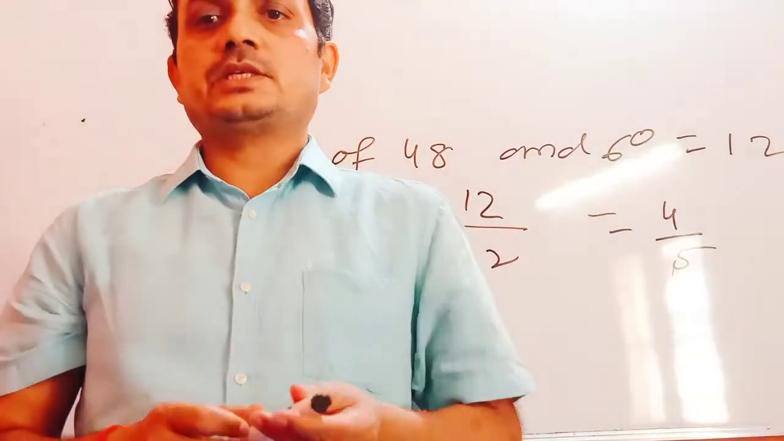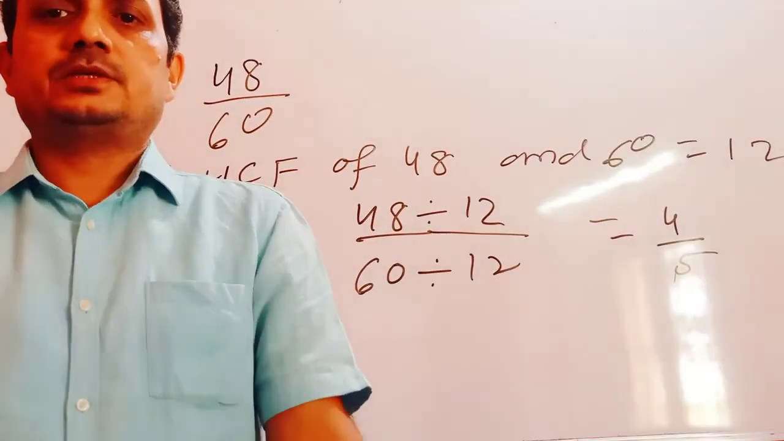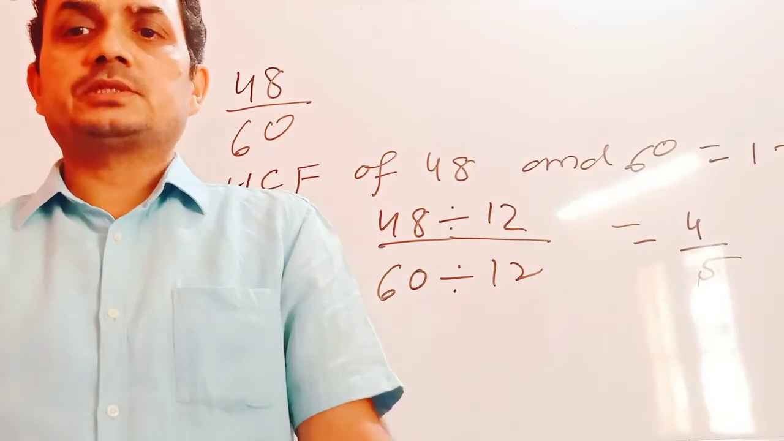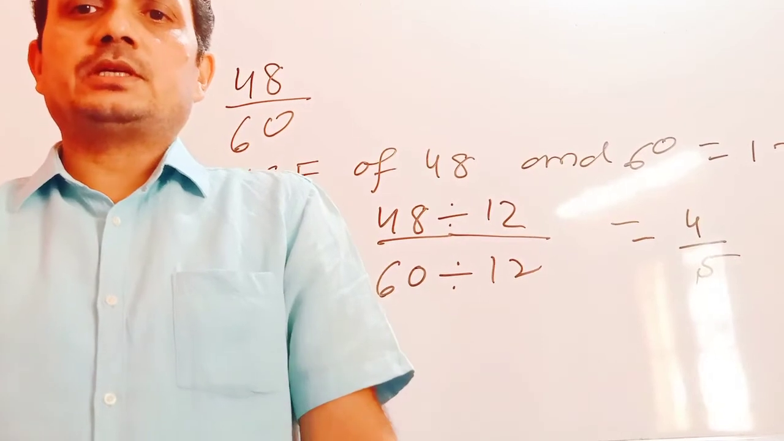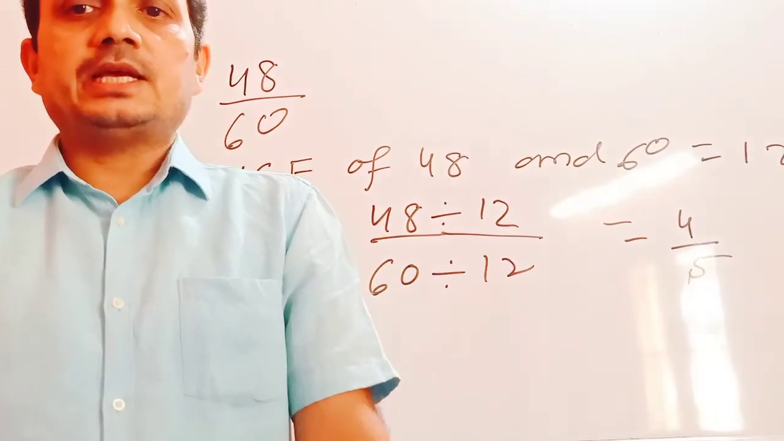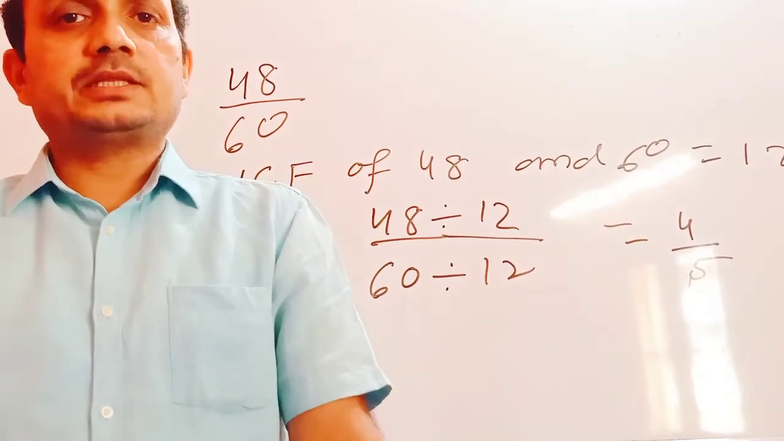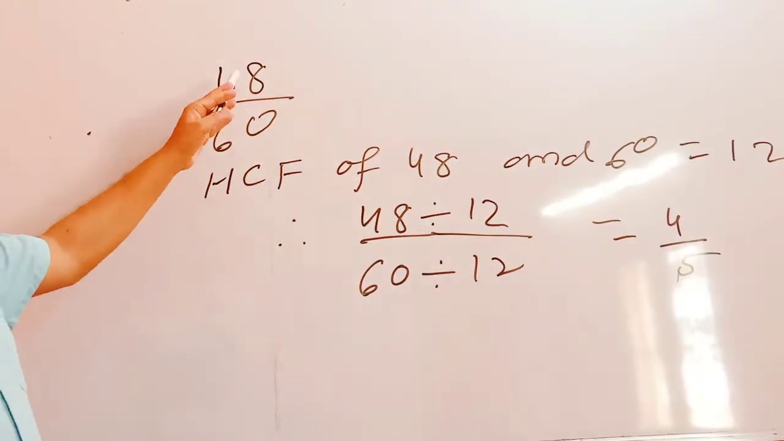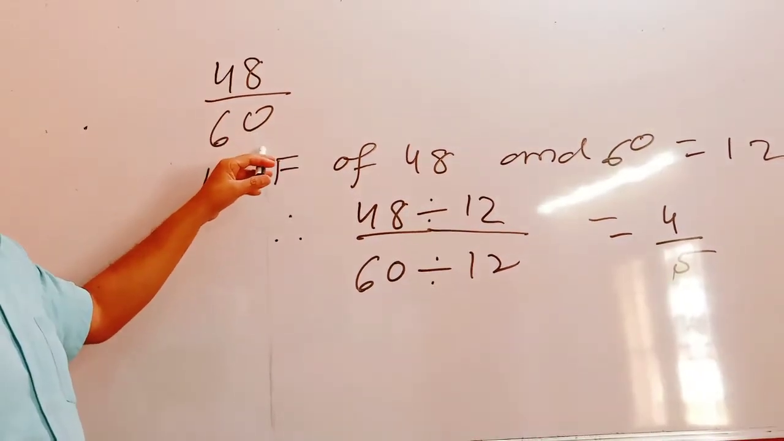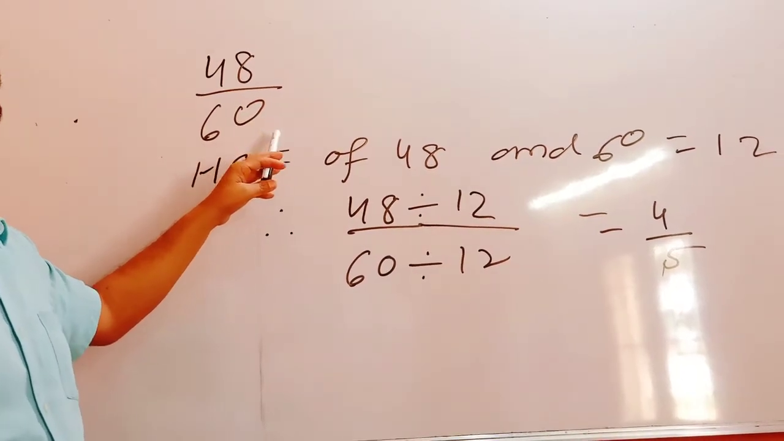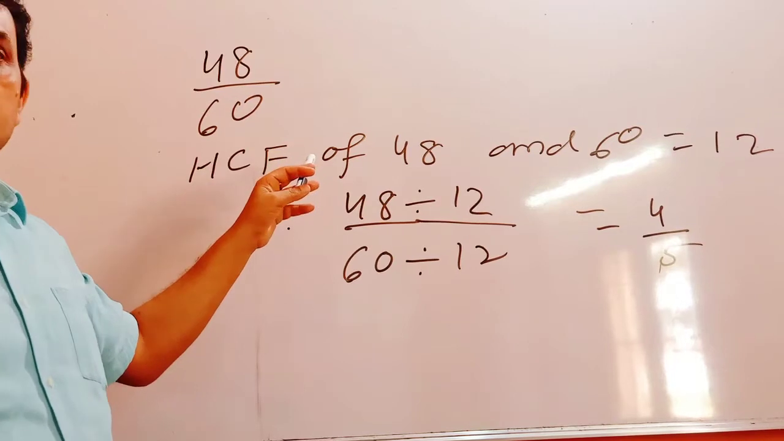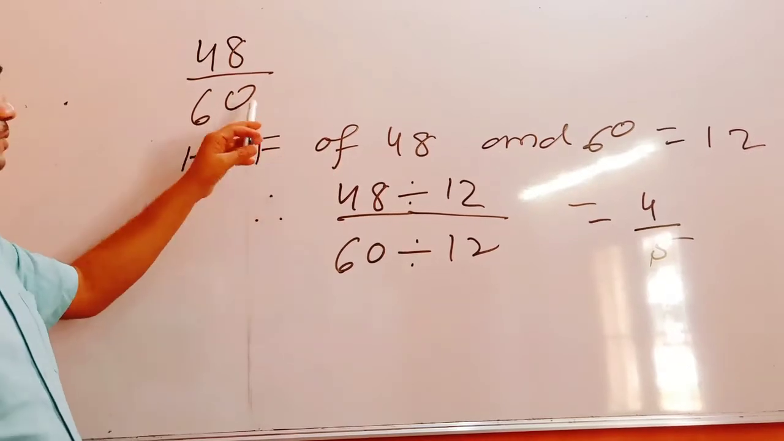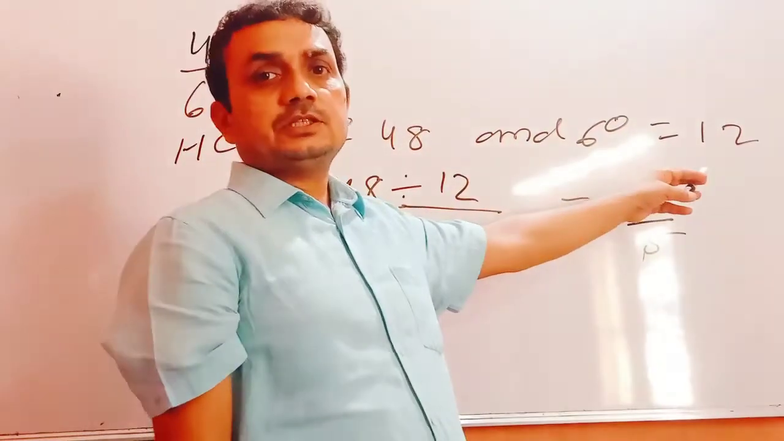Reducing a given fraction to its lowest term. Clear? First of all, find the HCF of both the terms, numerator and denominator, of the given fraction, then divide both terms by their HCF. I am giving an example. Our example is 48 upon 60, convert into lowest form. First of all, the HCF of numerator and denominator. The HCF of 48 and 60 is 12.